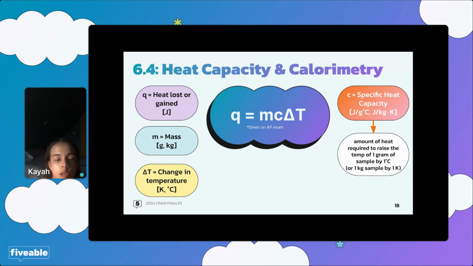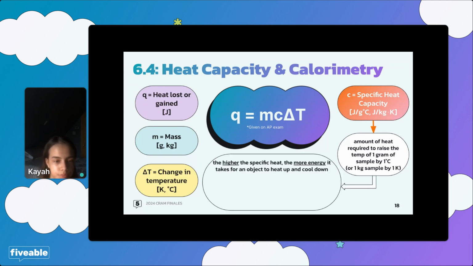And specific heat capacity, just to give a quick reminder, because they do like to use this in a few different ways, not just with this formula, but they may ask you, okay, this has a specific heat capacity of this, and that has a specific heat capacity of that, and why does this happen? So specific heat capacity is the amount of heat required to raise the temperature of 1 gram of a sample by 1 degree Celsius or 1 kilogram sample by 1 Kelvin. So that's important to note.